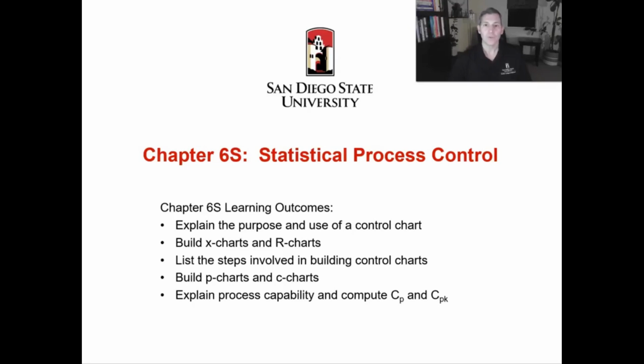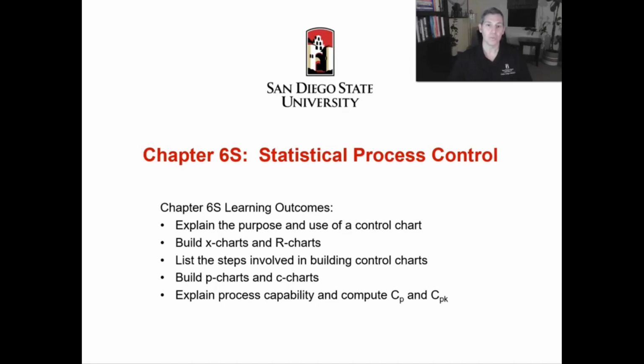Now we're going to move on to Chapter 6S, which is the supplement to Chapter 6. After you read Chapter 6 on quality management, we're going to move to Statistical Process Control, which is Chapter 6S. Our learning objectives for Chapter 6S are to explain the purpose and use of a control chart.